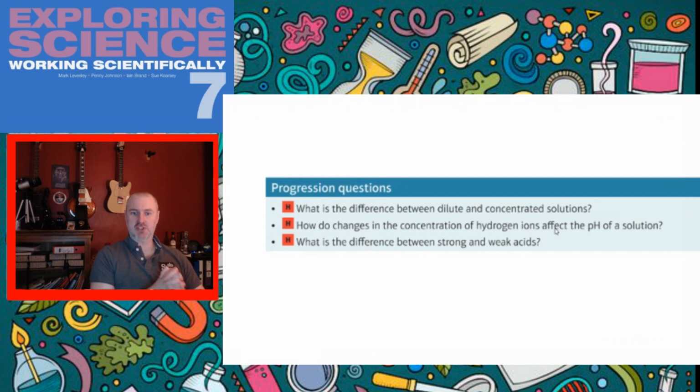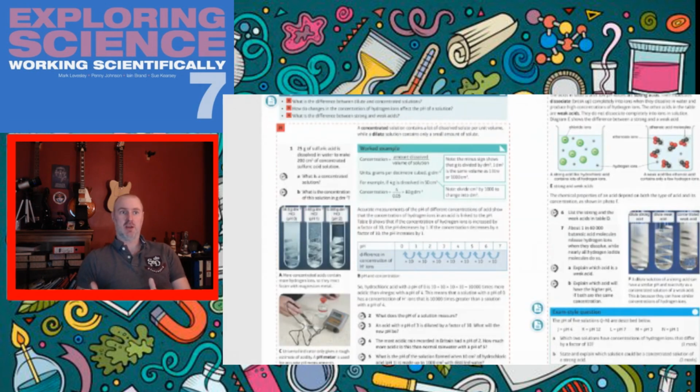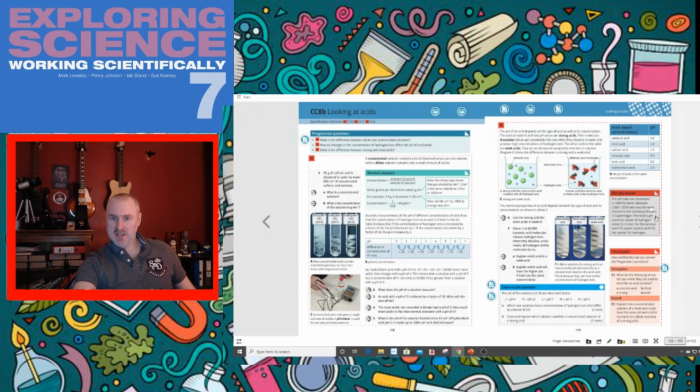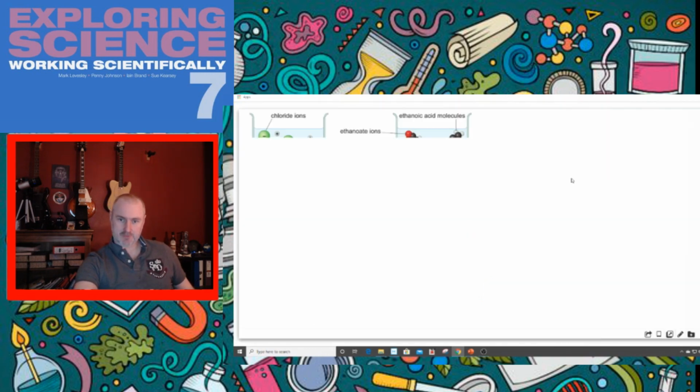What is the difference between strong and weak acids? Well, we did touch on that last lesson. We said a strong acid has more hydrogen ions than a weak acid. But if we just have a look here.